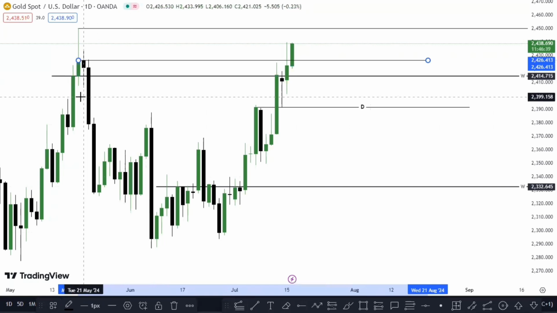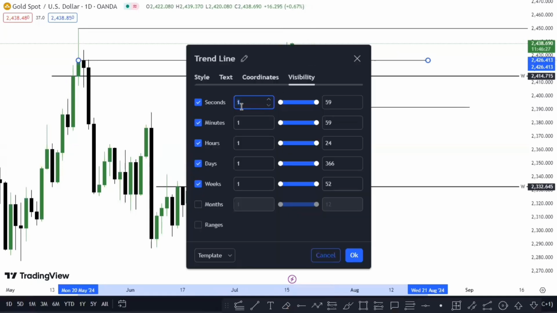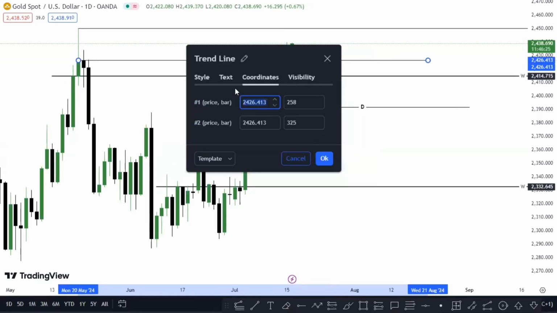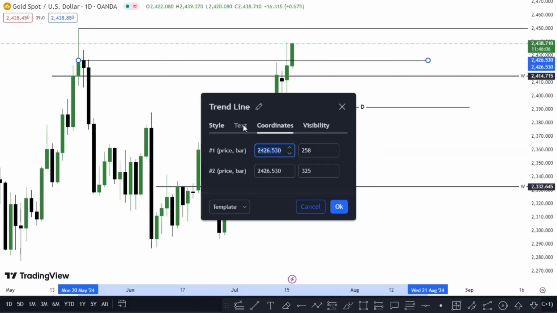So what's the close price of this candle? I mean, the close price of that candle is 2421.025. Sorry, the open price, not the close price. 2426.530. So yes, then we have text.